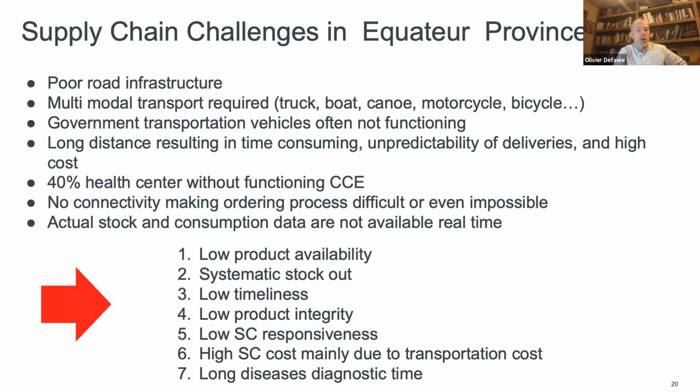low timeliness, low product integration, low supply chain responsiveness, high cost, mainly due to transport costs because of the long distance, the multimodality, and long disease diagnostic time, looking at the reverse logistics. So these are information data that we have collected during your assessment. You remember we've already collected all that information, and this is just a summary from your assessment. Next slide.